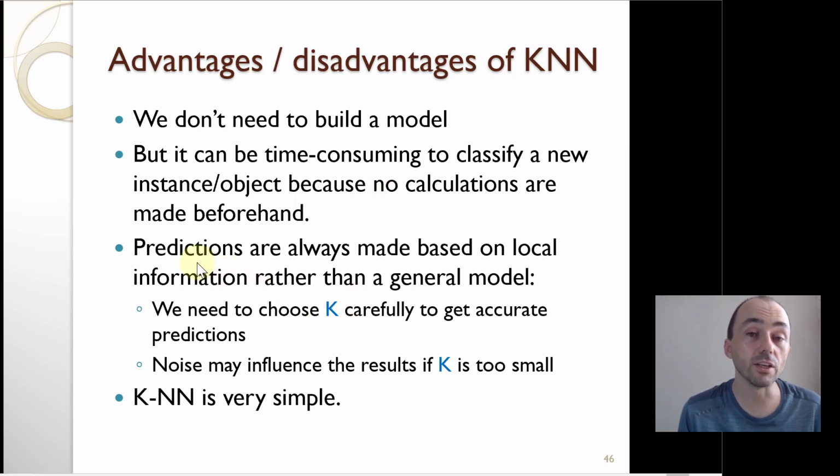What is interesting about KNN is that the predictions are always made based on local information. If you want to do a prediction for a point, you will look at the points that are around. You will not use the points that are far to do the prediction. So this is interesting. But we need to choose K carefully to get an accurate result. We need to have enough data. And if there is some noise and K is too small, maybe the result is not very good.